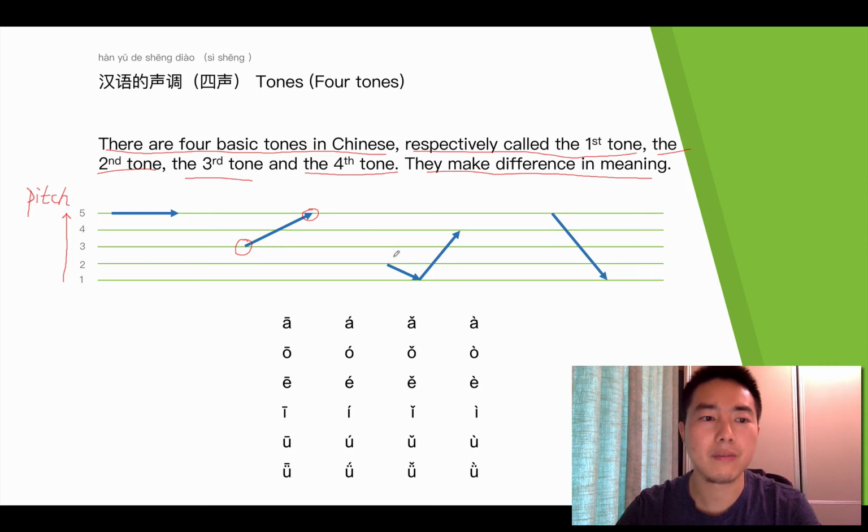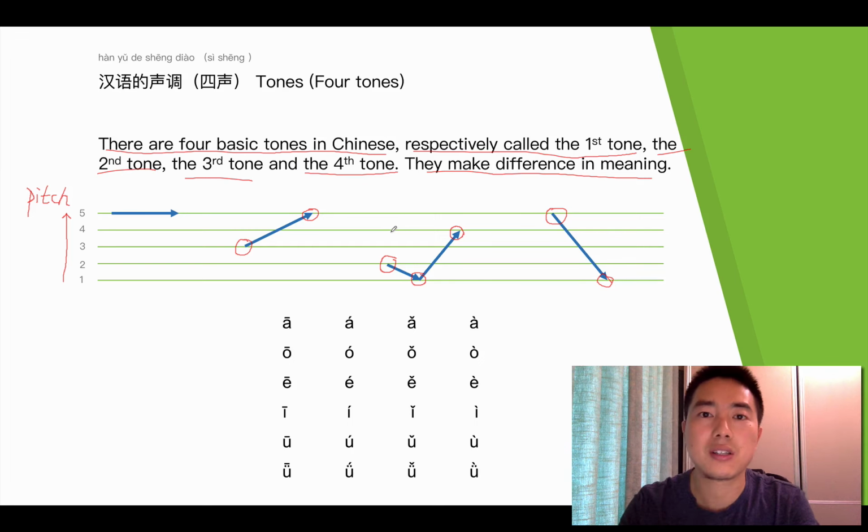The third tone has a change in the middle. It's from a relatively lower pitch to the lowest pitch, then changes to a relatively high pitch. So in Chinese, we call it like this. The fourth tone is simple. It's from the highest pitch to the lowest pitch. So it becomes like this.